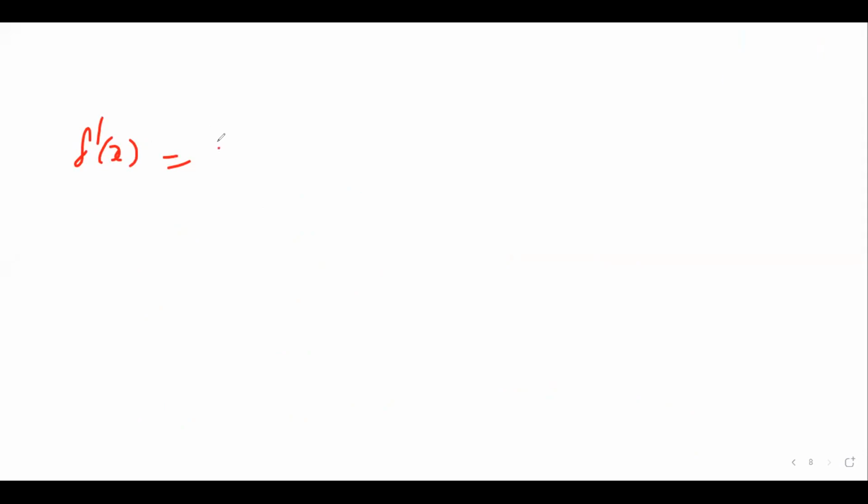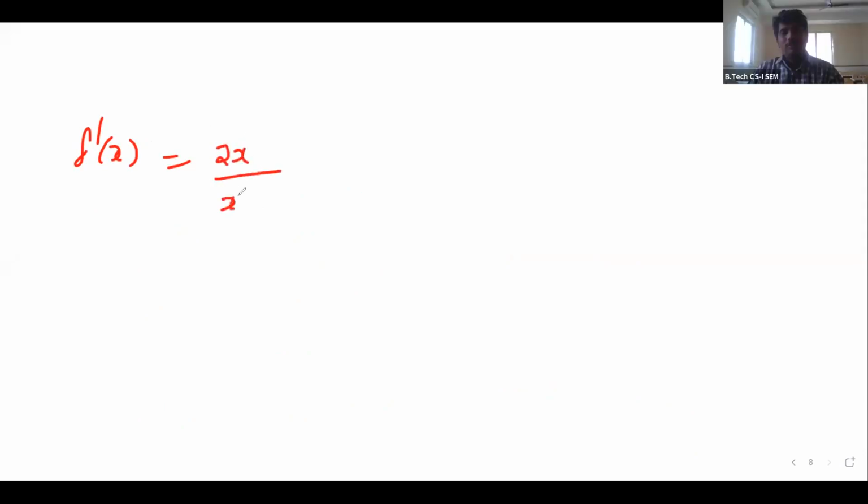What is f dash x? Tell me what is f dash x? x square minus ab by x into x square plus ab. 2x by x square plus ab minus 1 by x. That's it, right? Sorry, this is f dash x.